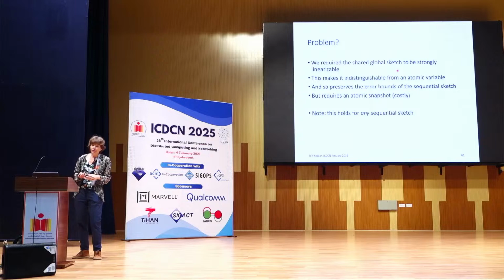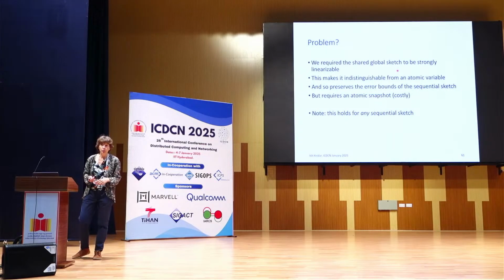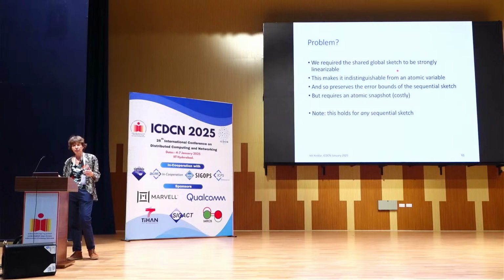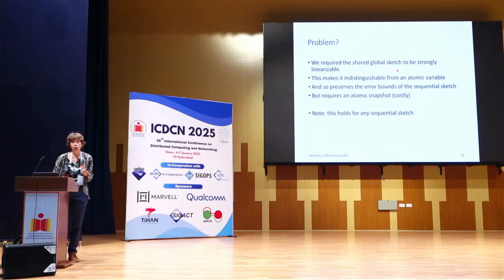We wanted the global sketch to be strongly linearizable, to make it indistinguishable from a sequential and atomic sketch and preserve the guarantees, and everything will be good. But this requires something very costly. And we want something generic that would hold for any sketch. We don't want to open the black box and say, well, for this sketch it would be okay if we just read the counters, but for something else it might not.